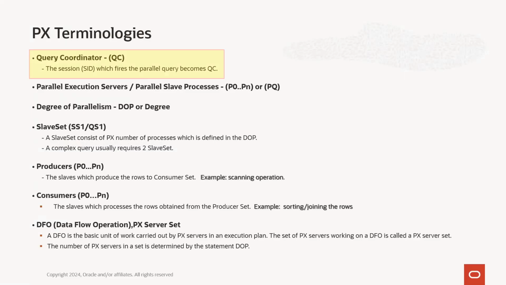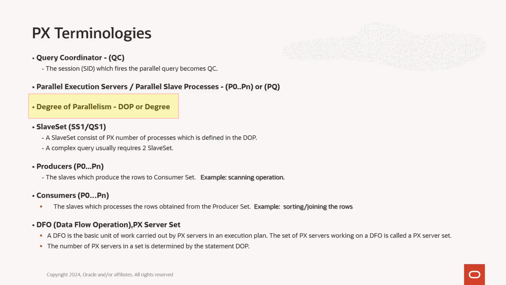The first one is the query coordinator, which is called a QC. The session ID which fires the parallel query becomes the QC. For example, if session 1 is triggering a query, it will act as the query coordinator. Then there are parallel execution servers, the parallel slave processes. They will be referred to as P0 to Pn or PQ. In case of RAC, PPA processes can be seen.